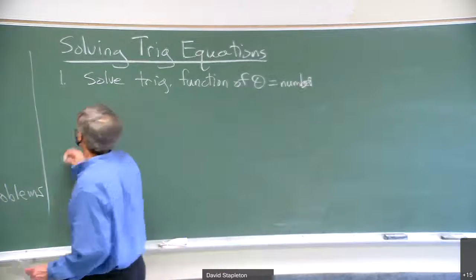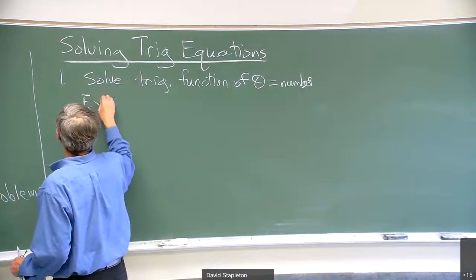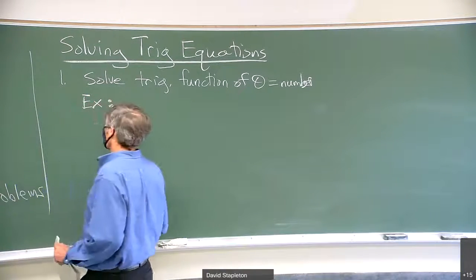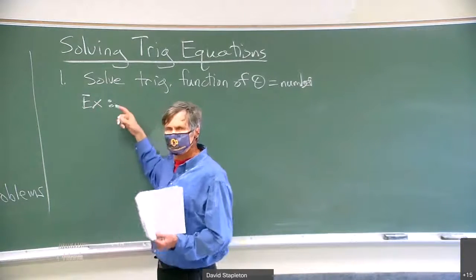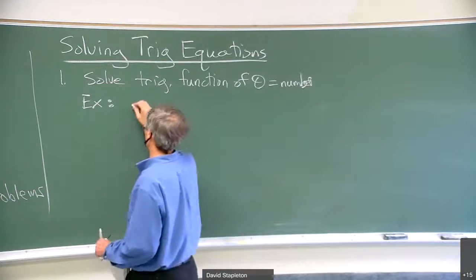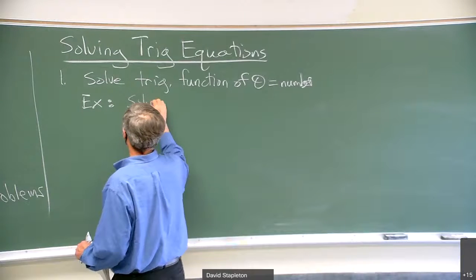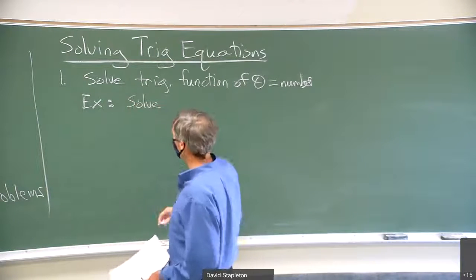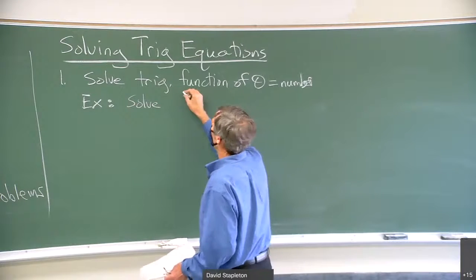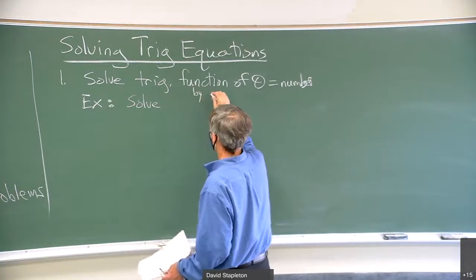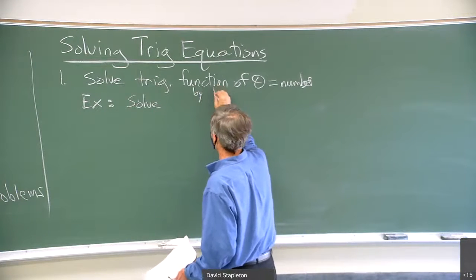And we said, let's just do this by an example. This was the hardest case. We did these last time, but I'm going to do some of the harder cases here. Suppose I want to solve, and the method is just simply to appeal to the unit circle.